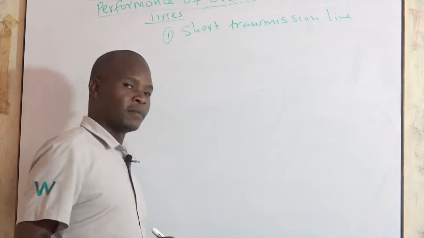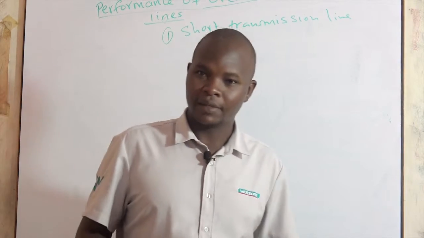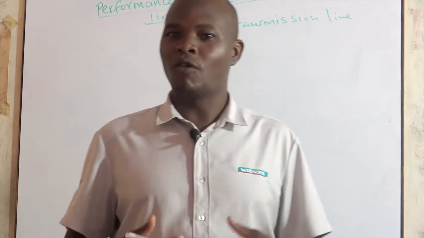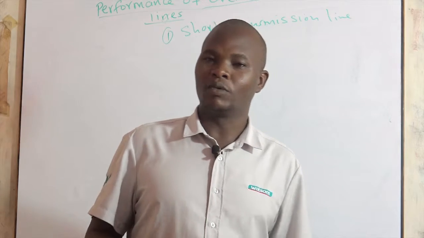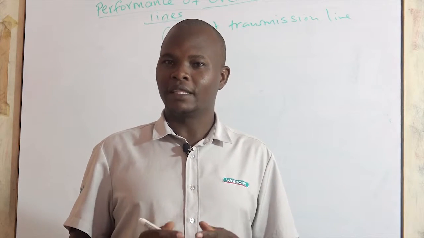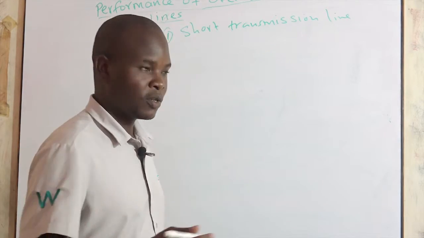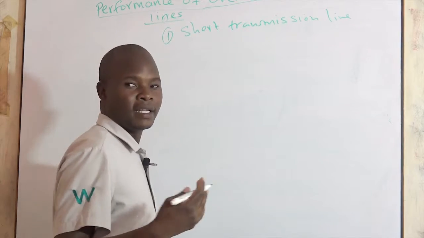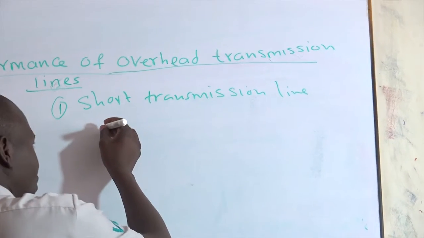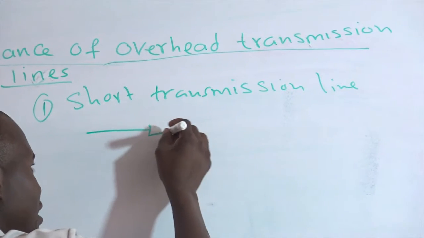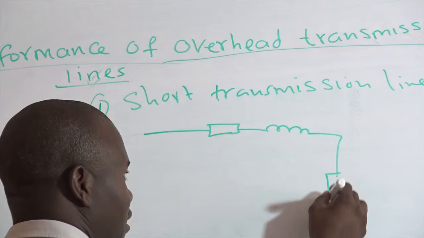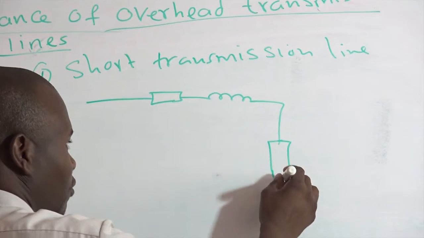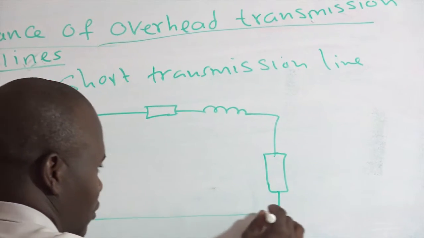Short transmission line. In a short transmission line, the impact of capacitance is neglected. We don't take into consideration the effect of capacitance, so we only consider the inductance. This is the equivalent circuit of a short transmission line.